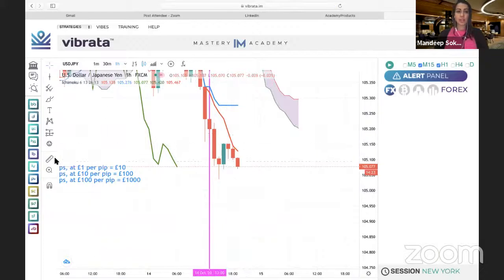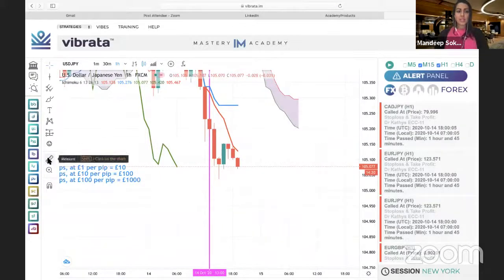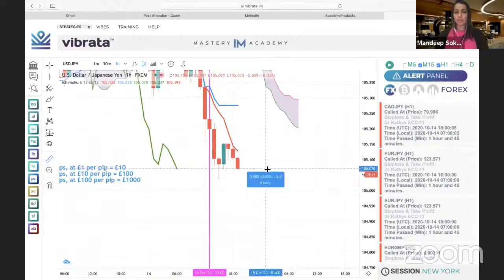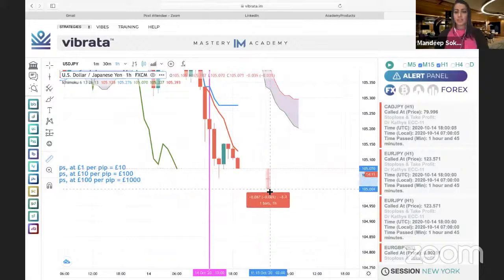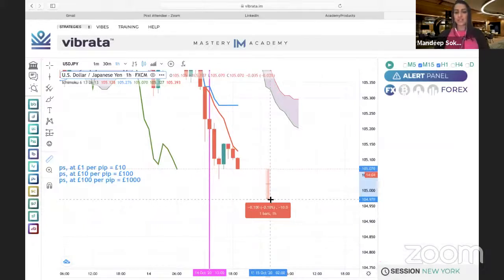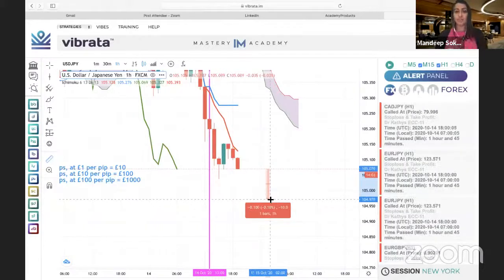So let me show you something. If I was to catch 10, say if I was to take this trade right now from the current price, if I get my ruler and calculate 10 pips down, my take profit for this trade is going to be exactly 104.970. So I'm actually calling a live trade right now, USD JPY. If you put this trade in as a sell and put a take profit of 104.970, you would catch your 10 pips. Now, what does that mean in monetary terms?